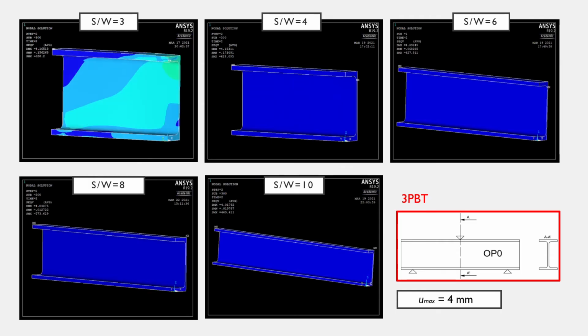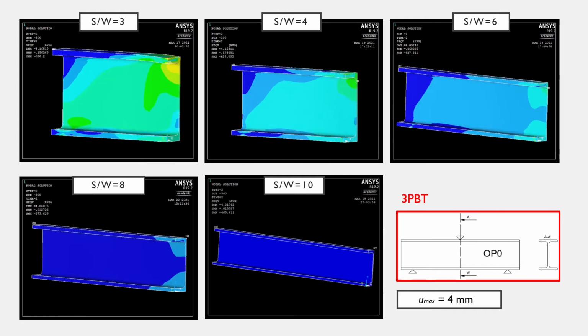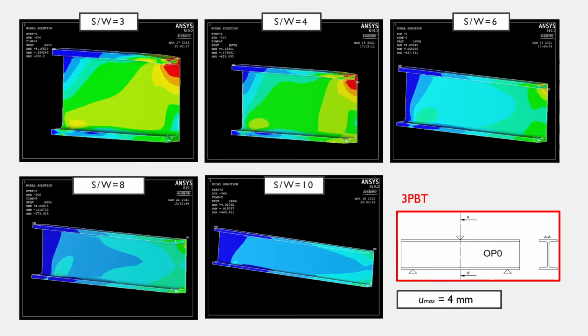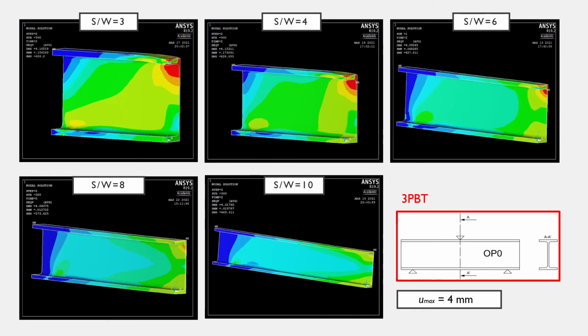Here you can see the von Mises animations, so the von Mises stress and the gradual development of this stress throughout the profile with different values of S divided by W from 3, 4, 6, 8 and 10. This is for a 3-point bending test in option 0, so without stiffeners and a U max of 4 millimeters.